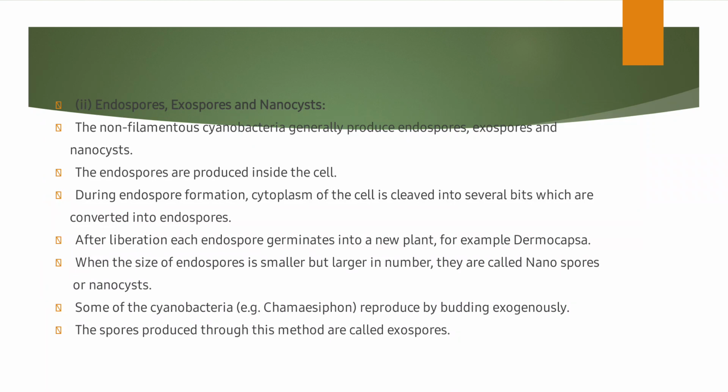Endospores, exospores and nanocysts. The non-filamentous cyanobacteria generally produce endospores, exospores and nanocysts. They are produced inside the cell. During endospore formation, the cytoplasm of a cell is cleaved into several bits which are converted into endospores. Some of the cyanobacteria reproduce by budding. The spores produced through this method are called exospores.